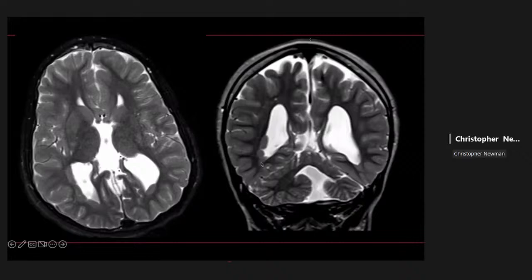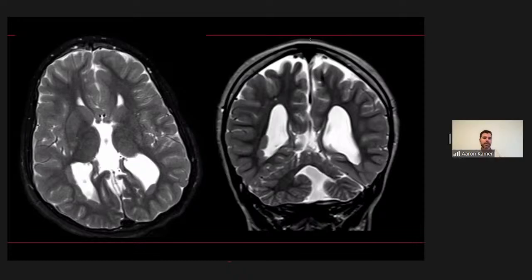I don't think we're getting the hippocampi on any of these. We're too far back. Yeah, I think that's what mostly stands out to me. So this would be probably multiple foci of nodular heterotopia. Yep, absolutely. We've got nodular heterotopia going on.